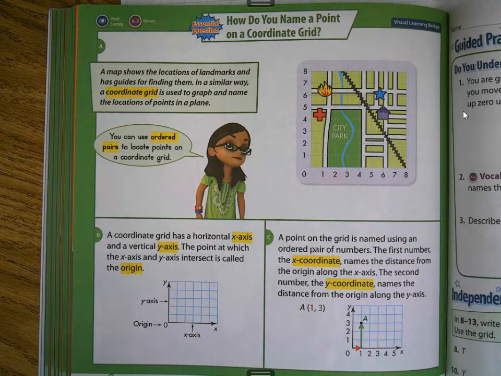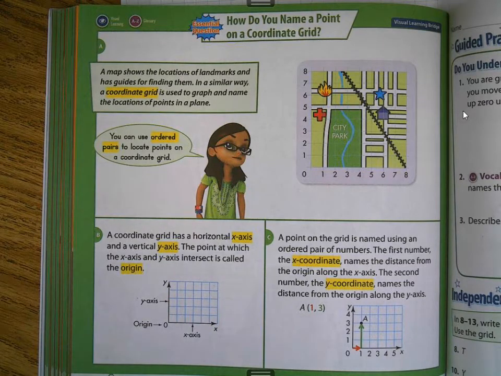We are starting our unit this week on the coordinate plane and plotting points on a coordinate grid. We're going to start today on page 566. So pause me if you need to get to page 566 in your book. You'll need a pencil and you'll need your book.